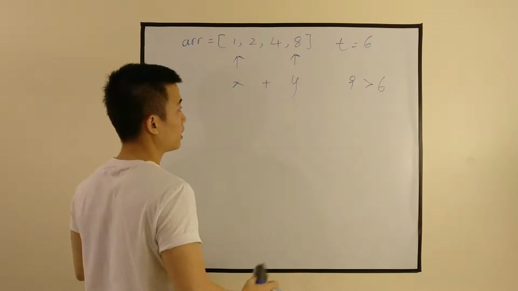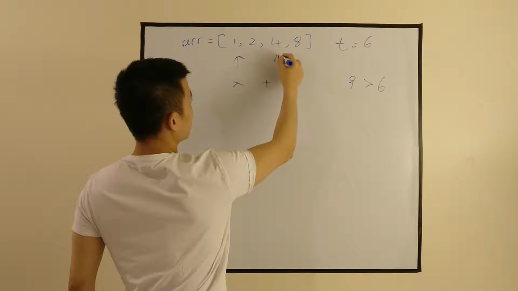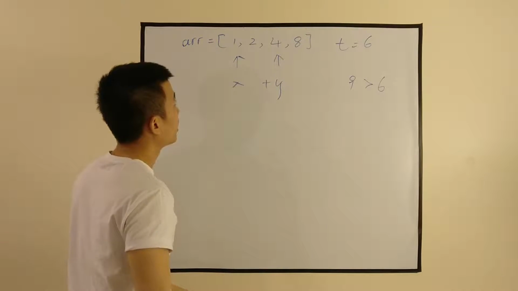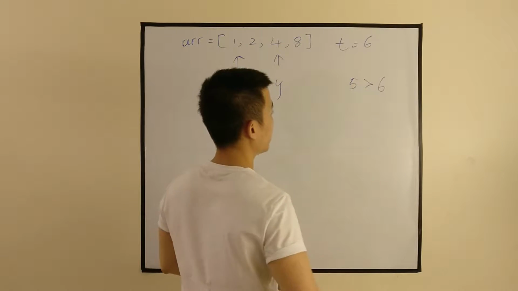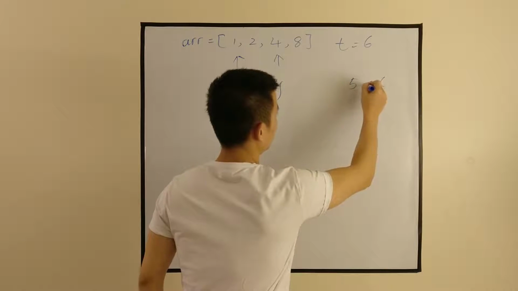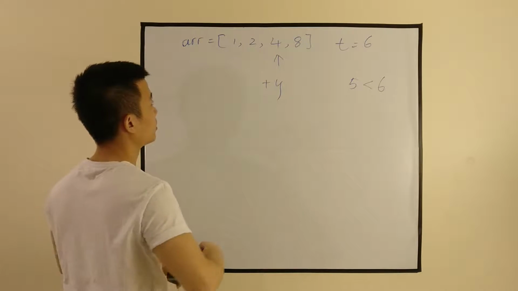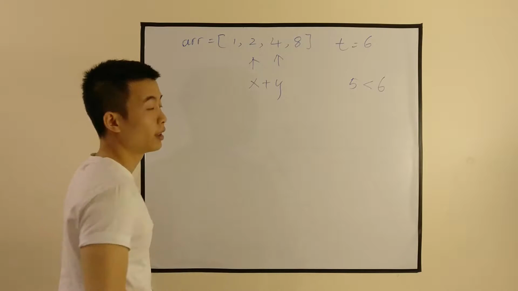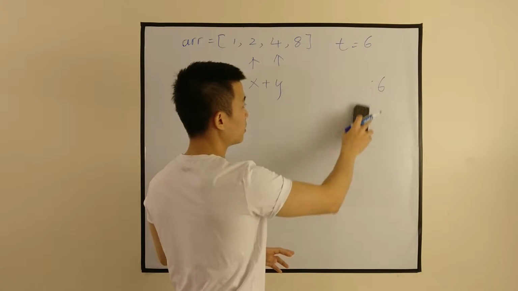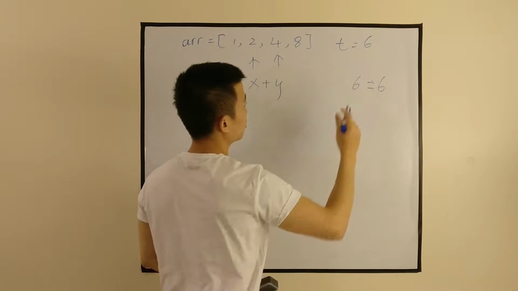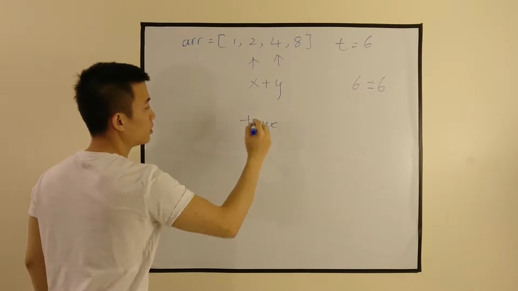So when it's larger, we are going to be moving y to 4. And 1 plus 4 is equal to 5, and it's smaller than 6, the target. Now we are going to move x up to 2. In this case, x plus y is equal to 6, which equals the target 6. And we are going to return a value of true.